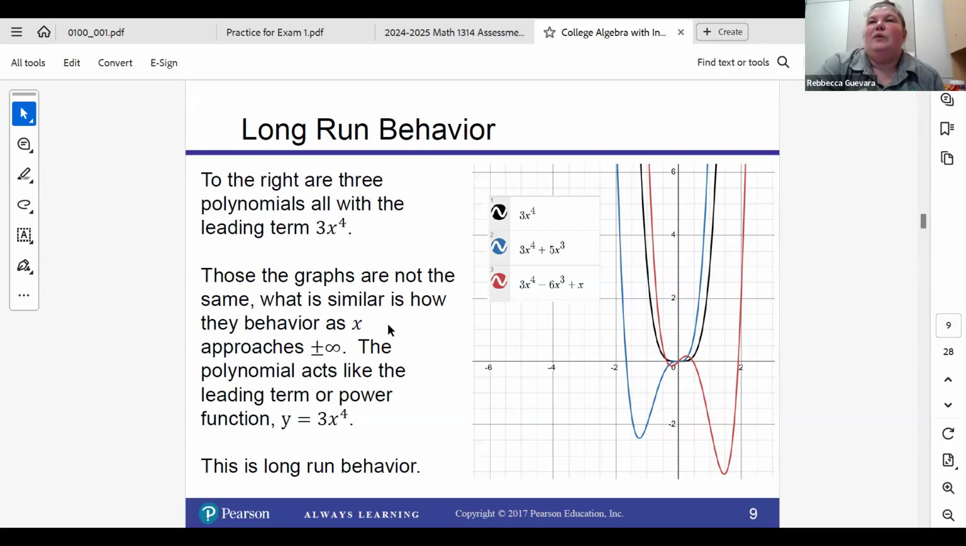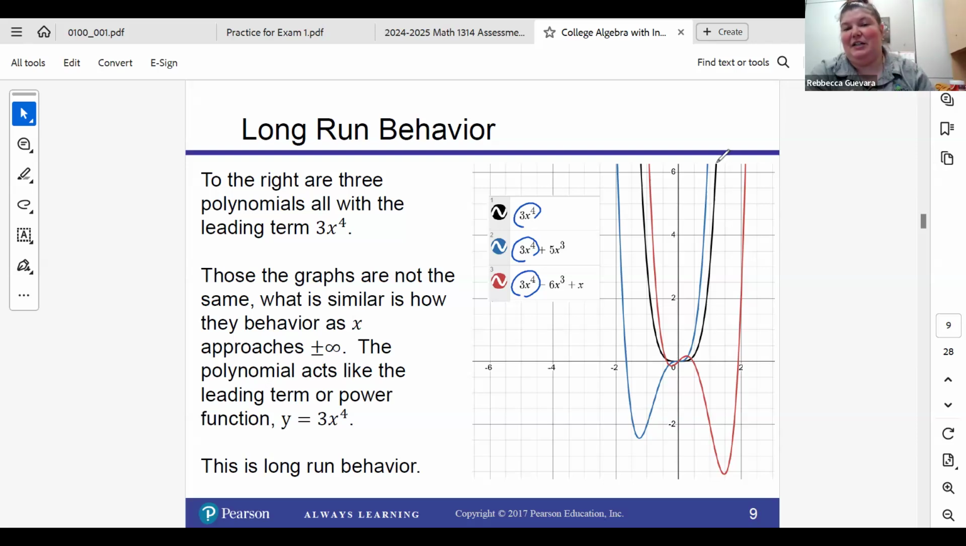So what we're really going to get at is long run behavior. I have 3 lines on here. They all have the same leading term, 3x to the 4th. The black one is just 3x to the fourth. The blue line, I added another term to it, so I added on 5x cubed.